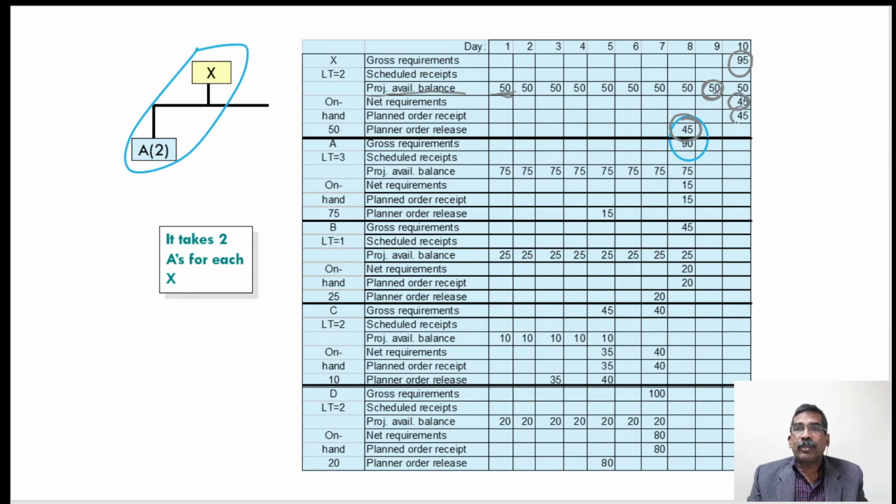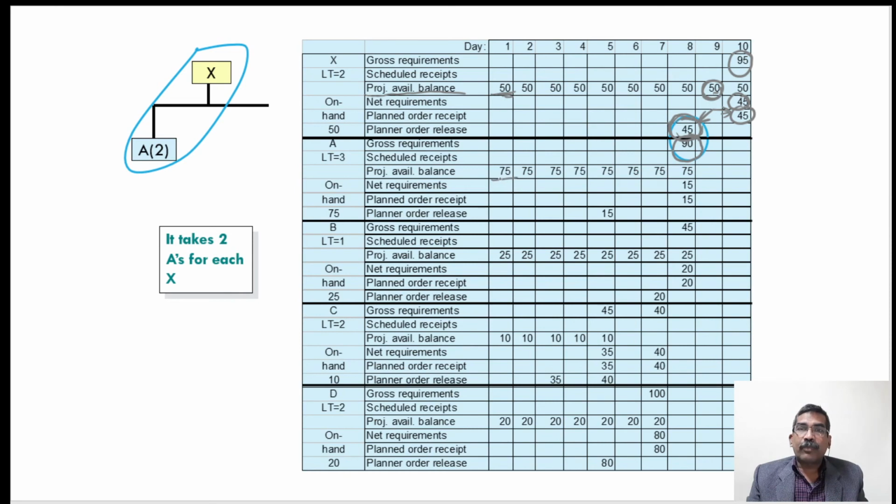This is the net requirement, and the lead time of X is given as 2 weeks here, so this is placed in the 8th week. Similarly, now we have to move to the sub-assembly for 45 components of X only, not for the 95 components, because 50 components of X are already available in the inventory. So here you can see how many A are required. 2 components of A are required for 1 component of X. So for 45, 90 components of A are required.